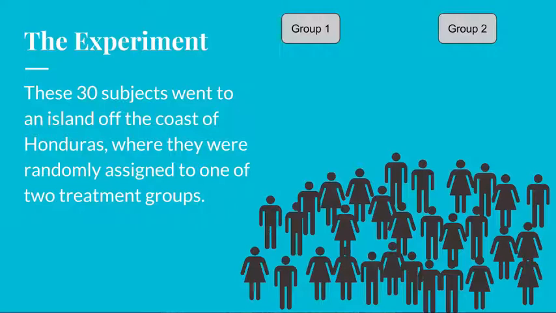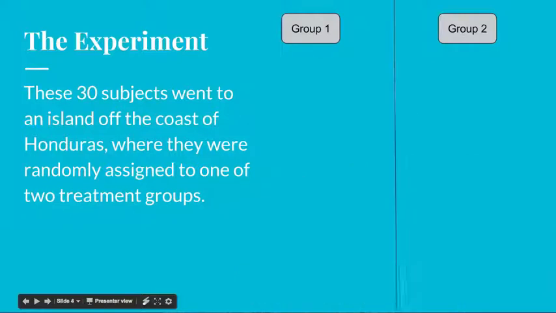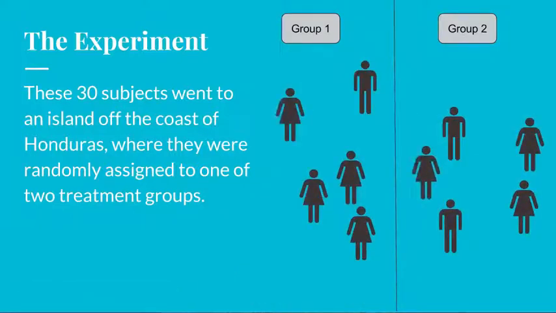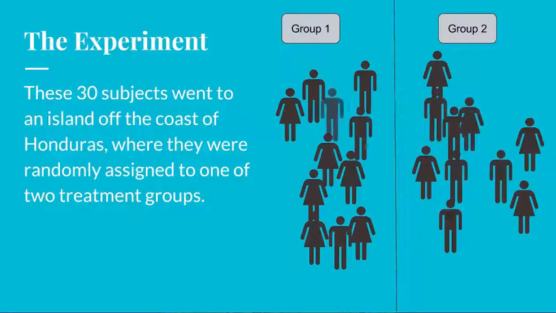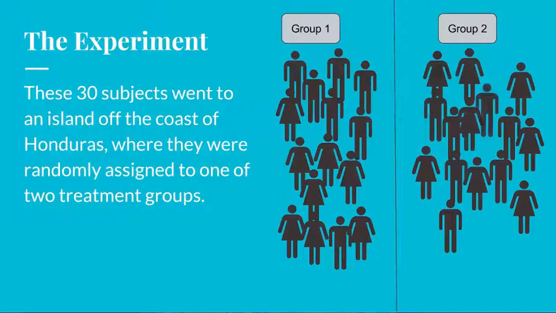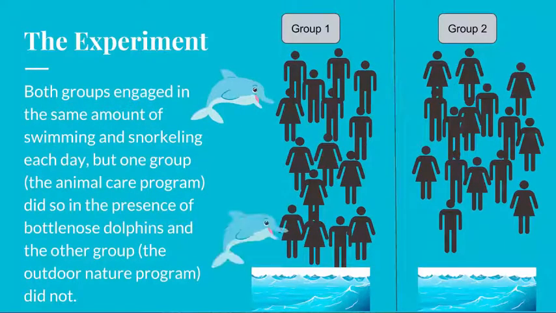These 30 subjects went to an island off the coast of Honduras where they were randomly assigned to one of two treatment groups. Both groups engaged in the same amount of swimming and snorkeling each day, but one group, the Animal Care Program, did so in the presence of bottlenose dolphins, and the other group, the Outdoor Nature Program, did not.